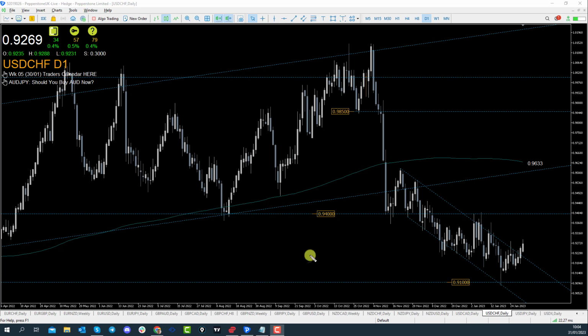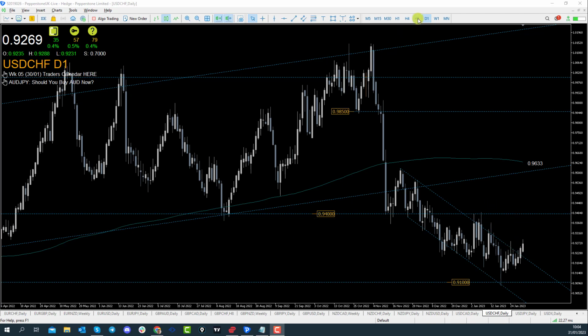Now, from this daily time frame point of view, it looks like there is good room to go up to the next area of resistance, which is the 0.94. We found support down at the 0.91. We've broken out of this bearish channel, so it does look likely that we could trade higher.